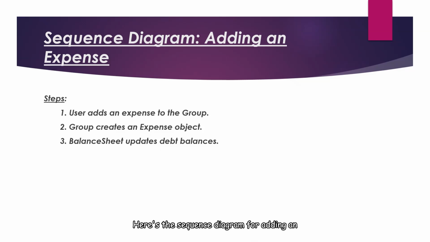Here's a sequence diagram for adding an expense. The process begins when a user adds an expense to the group. The system then creates an expense object that stores details like the amount and the users involved. After that, the system updates the balance sheet to reflect the updated debts between users. Finally, the system may return the updated balances for users to review. This flow ensures that expenses are added correctly and the financial relationships between users are maintained.